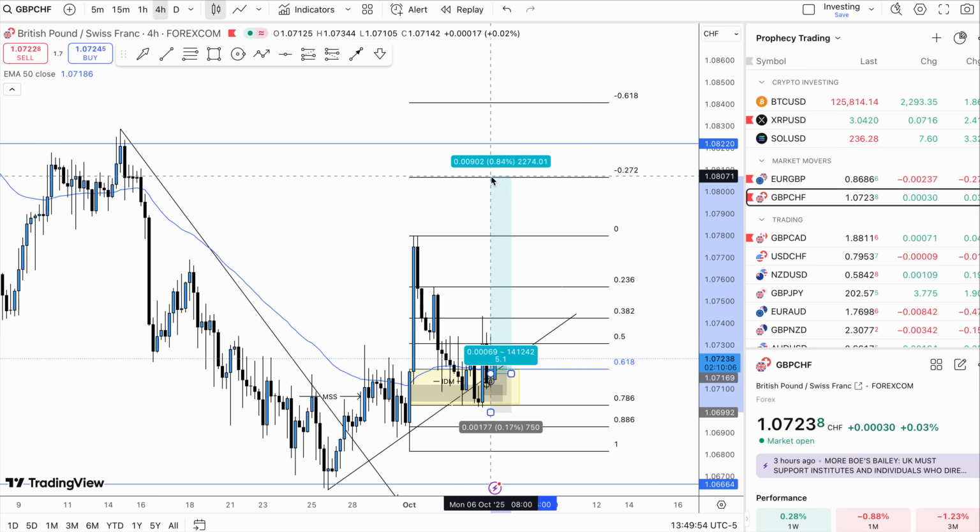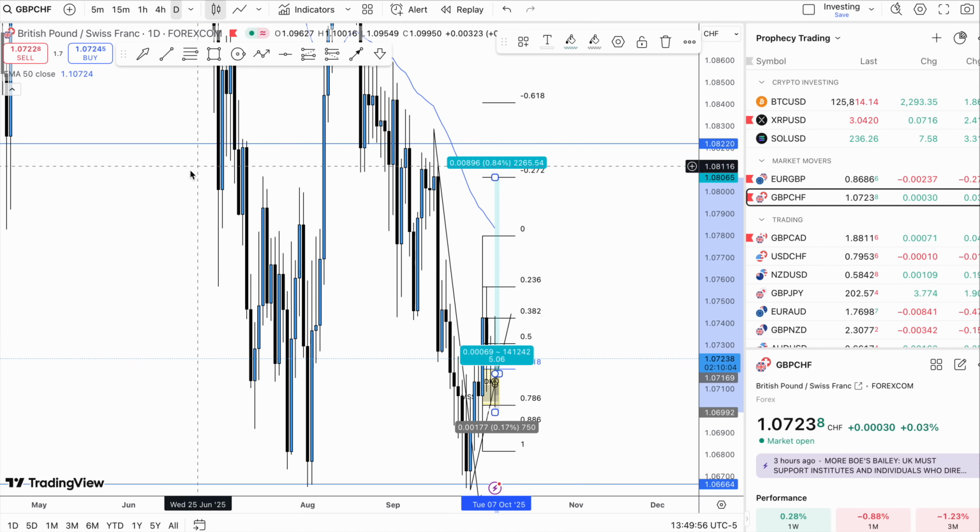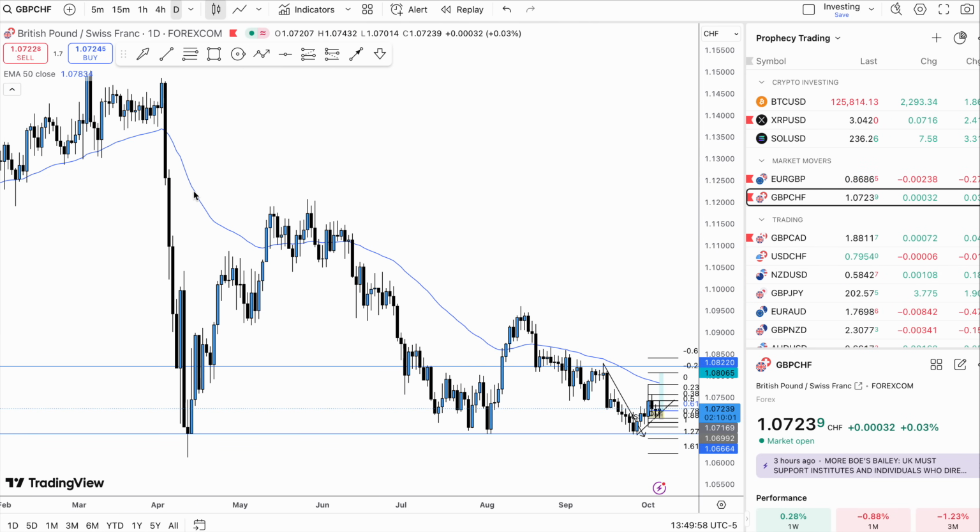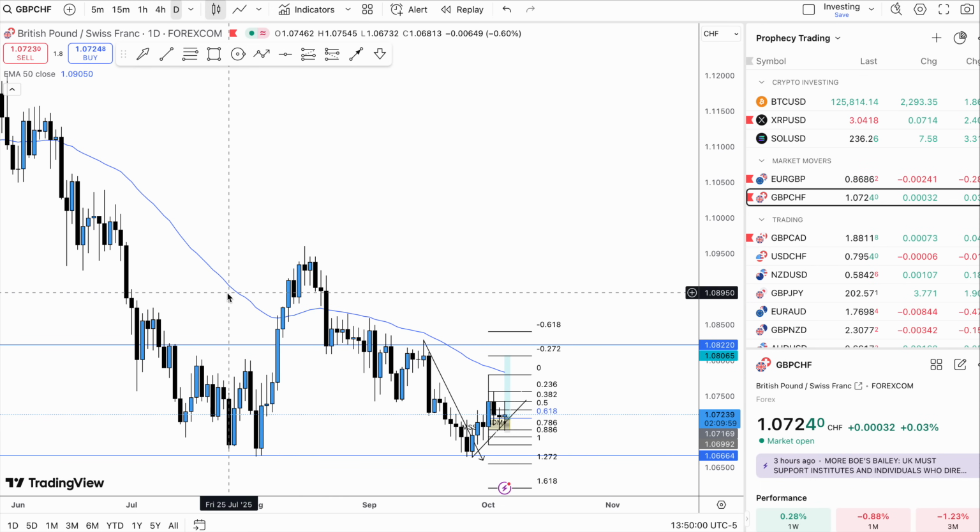The reason being is because on the daily chart there is a key level, strong resistance at this 1.08218 level. If you want me to dive in deeper about key levels, I can definitely do a video on that. Just please leave a comment. So that's my reasoning for there.